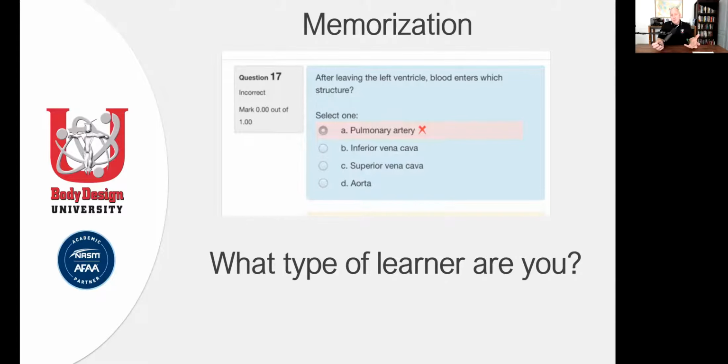So the question is simple. After leaving the left ventricle, blood enters which structure? If you know your heart and you look and you go, boom, you already know what the answer is. Now, the question in this case is, how do I memorize that though? Because that's really what we're talking about. How do I memorize that it's the aorta and not the pulmonary artery, right? Because if you have studied and memorized the structure of the heart, how does blood flow through the circulatory system?